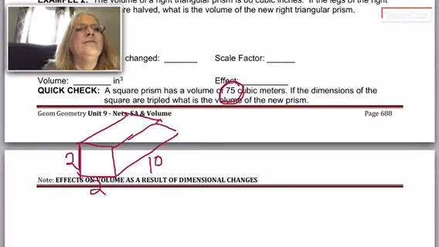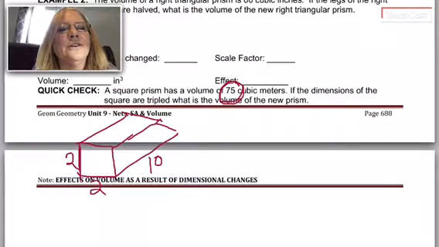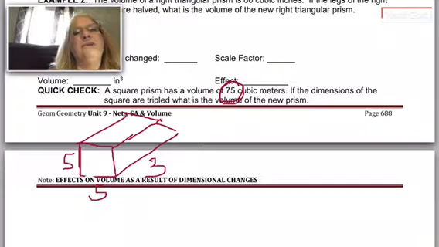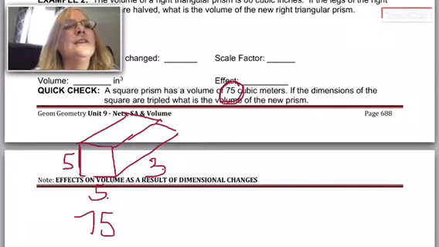To make this 75, let me try and do that. The square prism, okay, let me change these numbers so I can match theirs. Maybe that would help. So if I do 5 times 5, that is going to be 25, and then this would be 3. My picture doesn't match, but I can get 5 times 5 is 25 times 3.